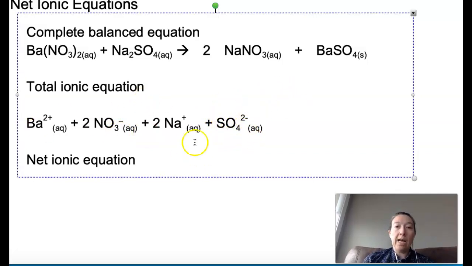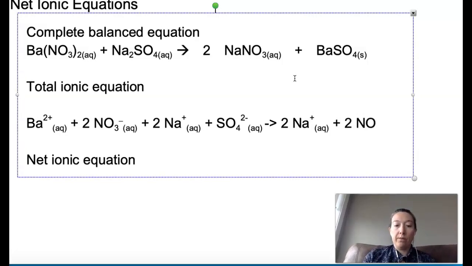So that's our reactants. Now we move to our products. So we had 2 sodium nitrates. In this case, because I had the 2 in front, I have to make sure that I apply that to both the sodium and the nitrate. If one of these had an additional subscript, then I would have to multiply those, but in this case they don't. So I would have 2 sodium ions and then 2 nitrate ions.